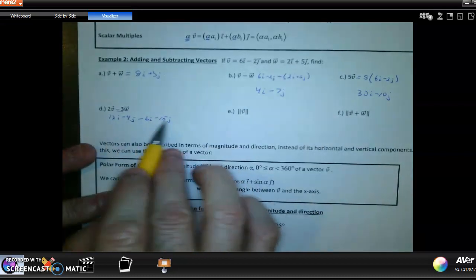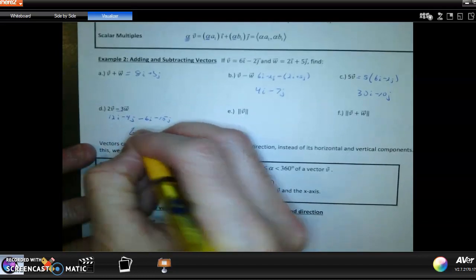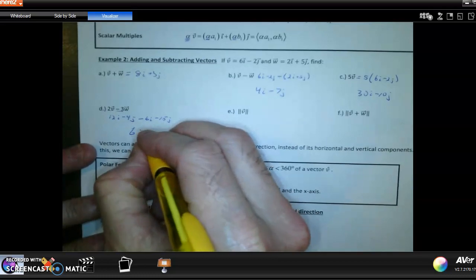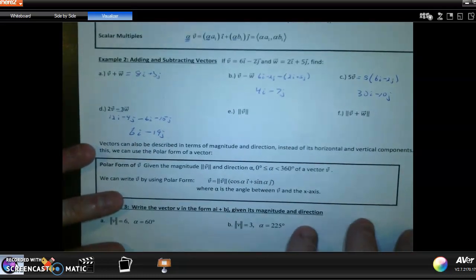And now I can just combine like terms. 12i minus 6i is 6i. Minus 4j minus 15j would be minus 19j. And that's it. That's your answer.